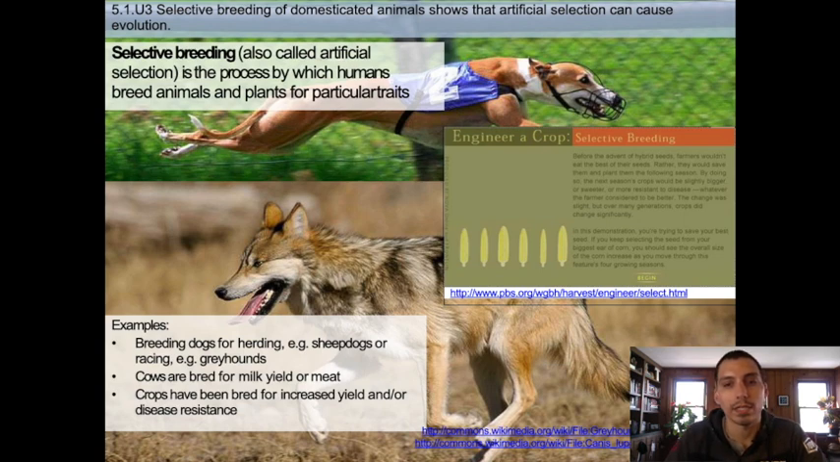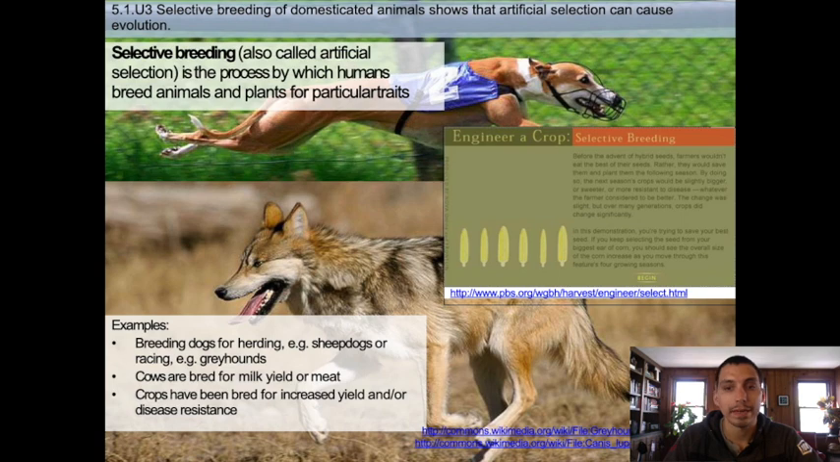So you can see, obviously from the picture, one of the examples of this would be dogs. All domesticated dogs are the same species, but we have different breeds that we have bred to have specific traits, whether they be size or whether they be things like herding, like sheepdogs, or racing, like greyhounds. Cows are another example of selective breeding. Cows have been bred for increased milk yield or for increased meat yield. They're two different kinds of cows, but they've both been bred for those traits. And we also have crops that have been bred for increased yield or disease resistance.